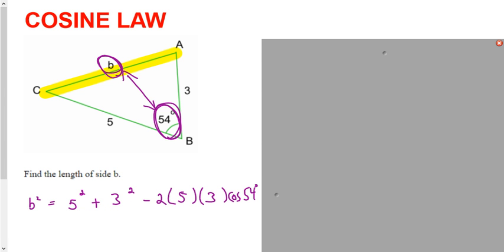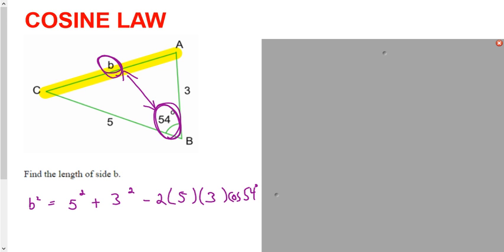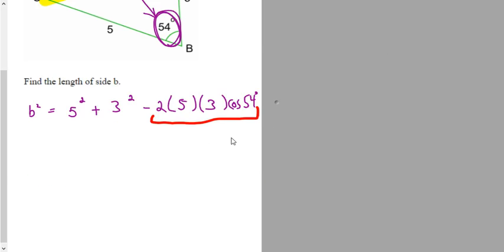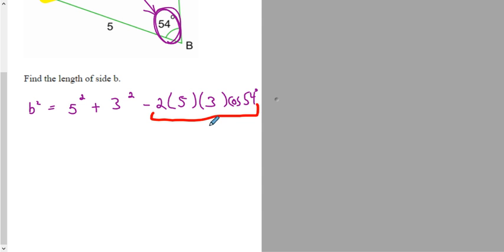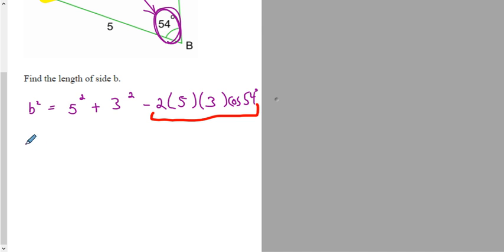All right, let's continue. Let's actually do the math here. I mentioned this to you in class: lots of students get stuck because they don't follow order of operations. They don't realize that all this is one term, and they need to deal with that term first before they can do anything else. They have to go 2 times 5 times 3 times cos of 54 before they do any subtracting, or they're going to run into trouble. So order of operations we really need to follow here. Let's do our order of operations.